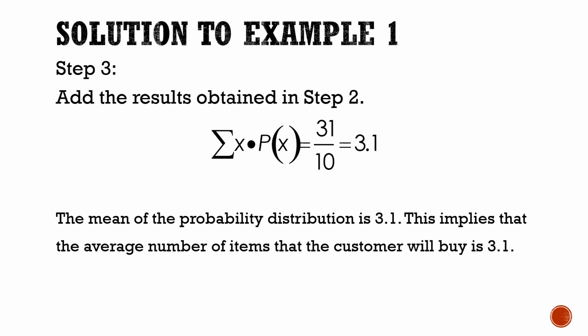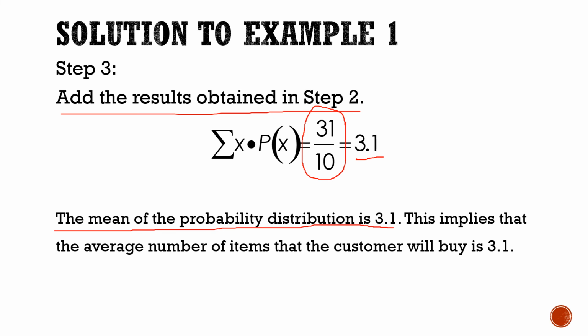So for step number 3, for the solution to example number 1, add the result obtained in step number 2. So we just simply add or get the total or sum of those values under your third column, which is the products of all the values under your first column and all the values under your second column. Therefore, the sum of these products under your third column is equal to 31 over 10. If we convert this 31 over 10 to decimals, that will be equal to 3.1. So the mean of the probability distribution is 3.1.